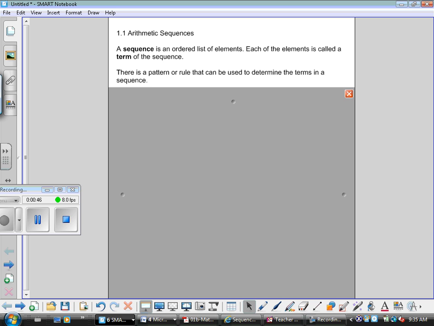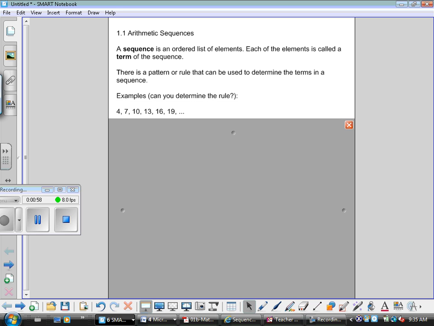One thing about a sequence is that there's going to be a pattern or rule that can be used to determine the terms. So if you know what the pattern or rule is, you should be able to find any term in that sequence. Here are some examples. You can see that's an ordered list of terms or numbers separated by commas.